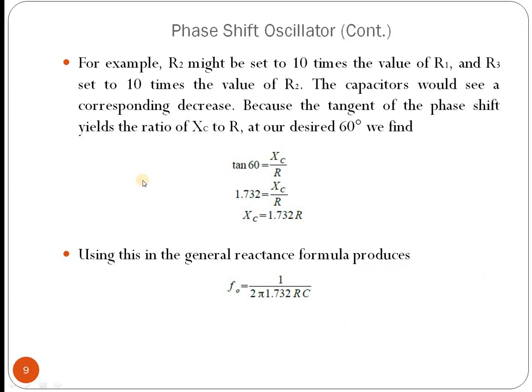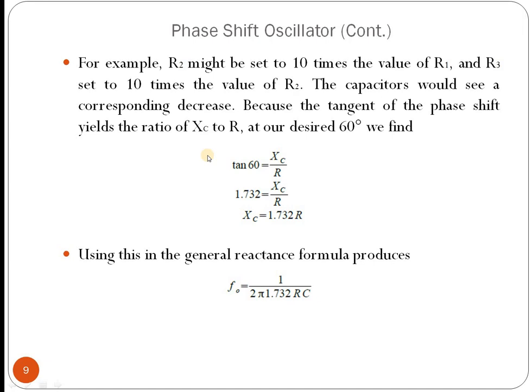To get the values of R1, R2, R3, we can set some value of R1, and R2 might be set to 10 times the value of R1, and R3 will be 10 times the value of R2. So it will increase 10 times from R1, R2 and R3, and conversely the capacitors would see a corresponding decrease. So it will decrease by 10 times from C3, C2, C1.